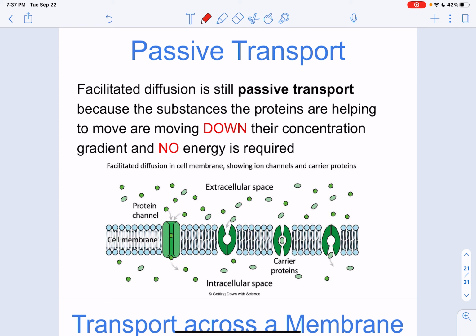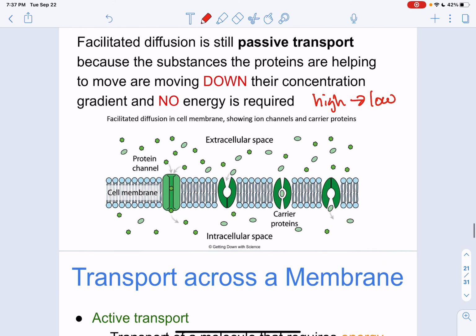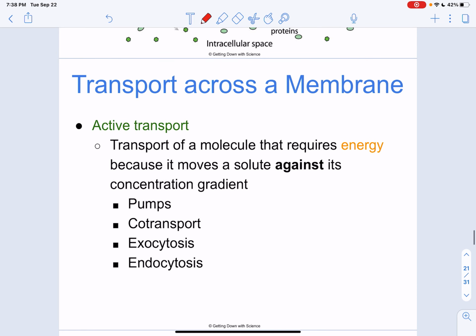Facilitated diffusion is still passive transport because the proteins are moving stuff from an area of high concentration to low, which requires no energy. And so the types of passive transport will include facilitated diffusion via carrier protein or channel protein, or via osmosis or diffusion. And so we finished talking about passive transport.